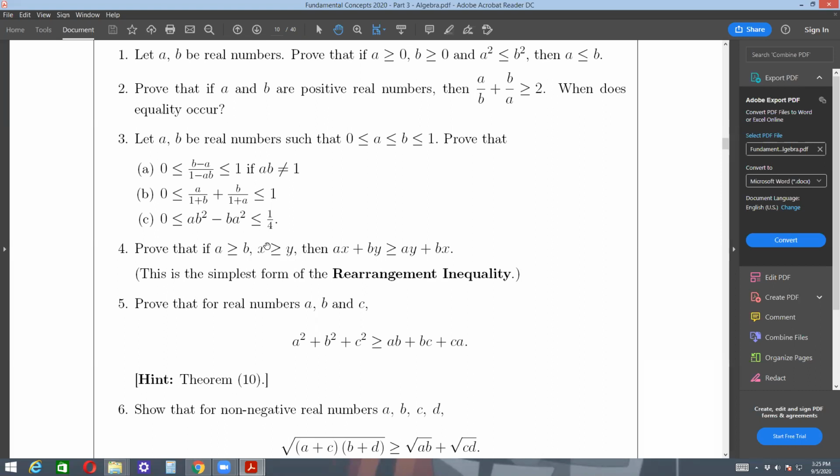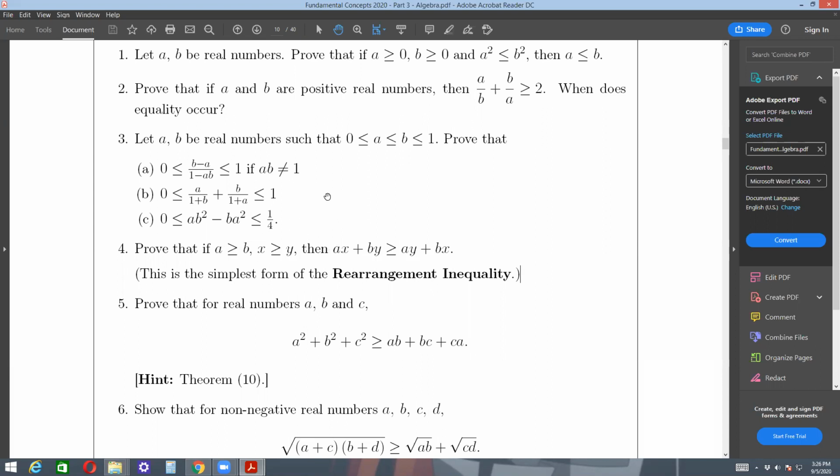So if a is the biggest, x is the biggest, you multiply the biggest with the biggest and the smallest with the smallest. So ax plus by is going to be bigger than if you had taken ay plus bx. And this works for any number of things. So for example, if you had another inequality, let's say, I don't want to use weird letters, but let's say P is more than Q, right?